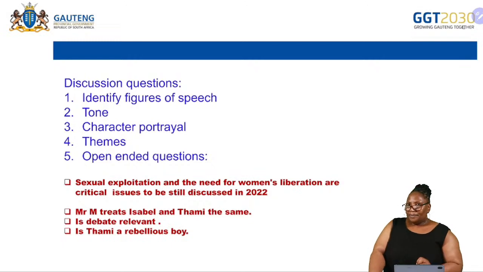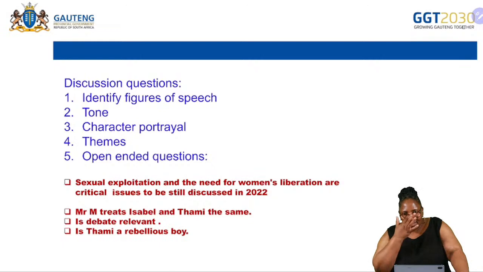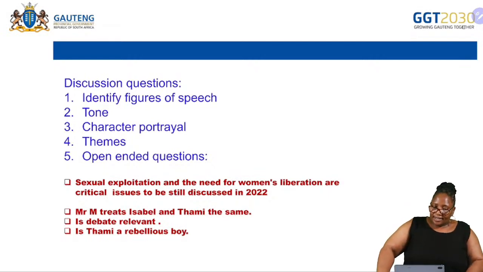At the end, Isabel and Tammy stay behind. They become good friends. Tammy tells Isabel of his upbringing, and Isabel does the same.